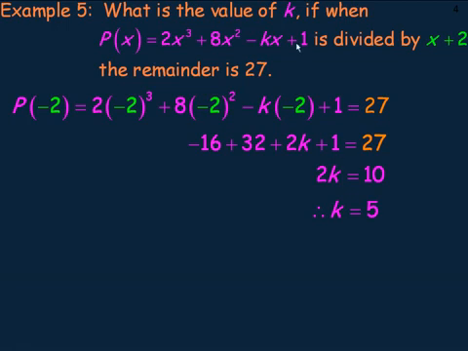So k would have to be 5 in order for, when we divide this by x plus 2, to get a remainder of 27. Now you could solve this with synthetic division or long division, but it would be very long and complicated. The remainder theorem is definitely the way to go here. This calculation is much shorter than if you use synthetic division.